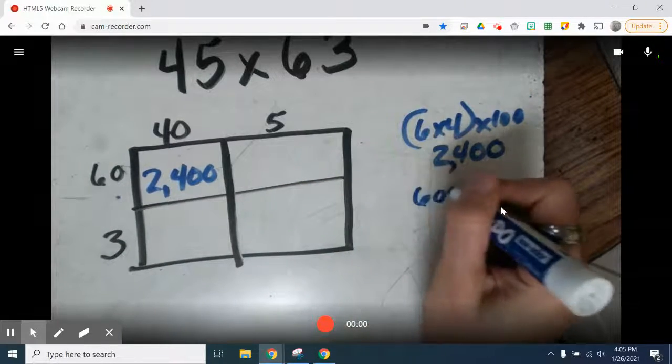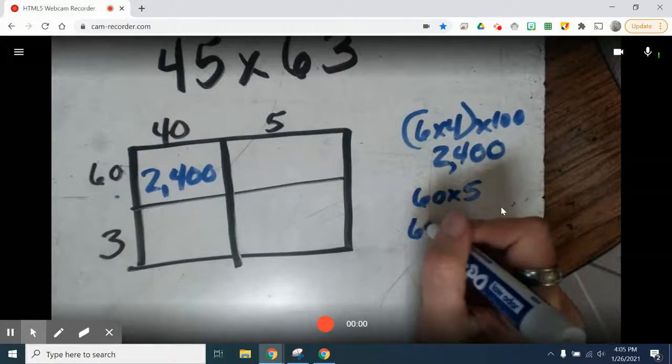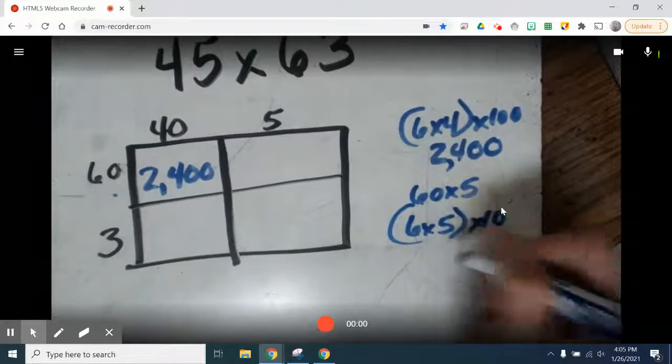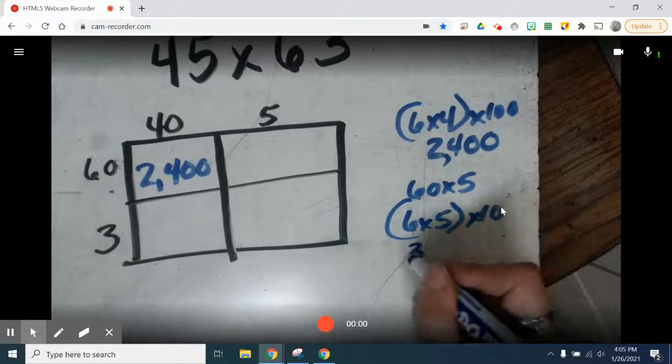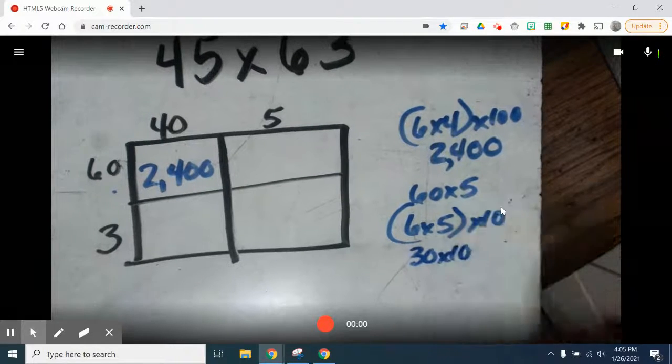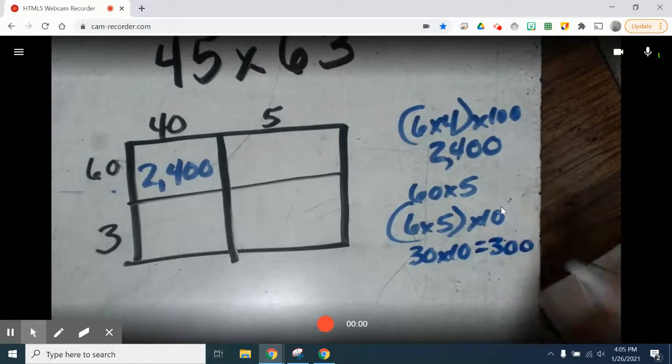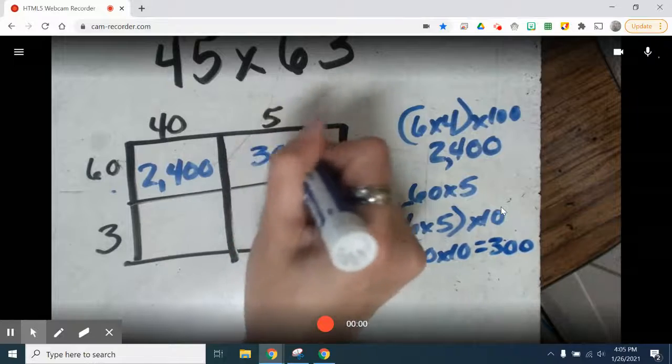Now 60 times 5. You could see that as 6 times 5 times 10. So 6 times 5 is 30, and any number times 10 is that number with a zero on the end.